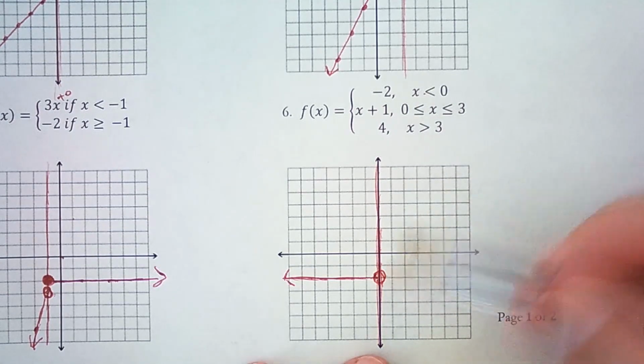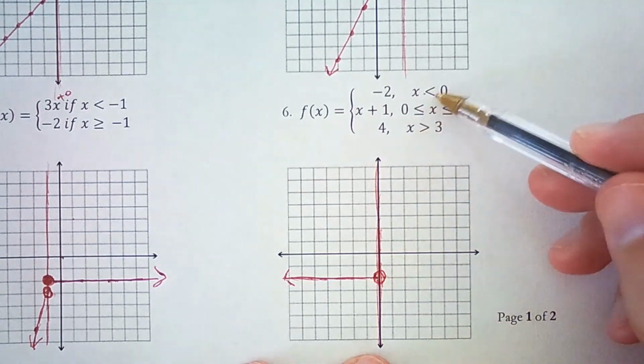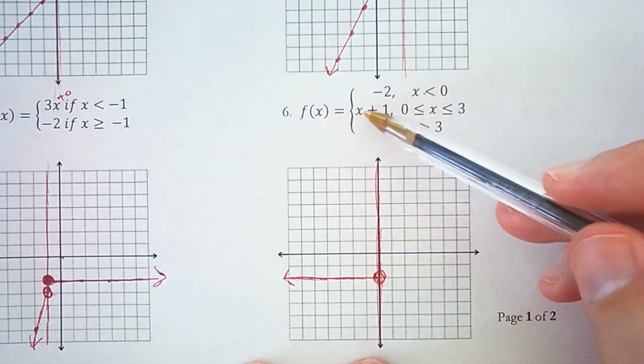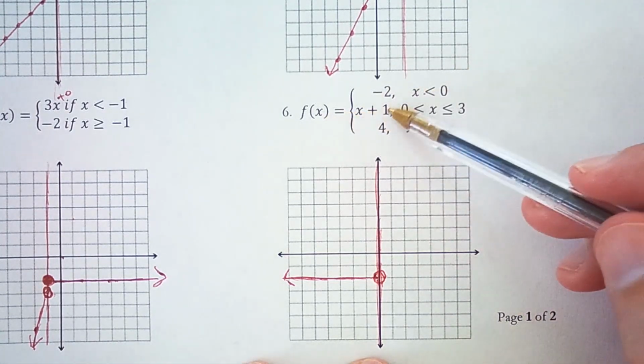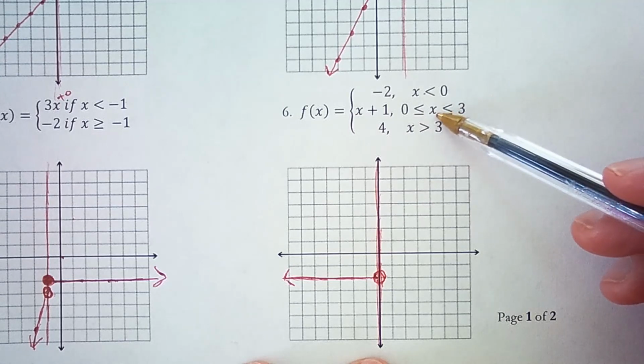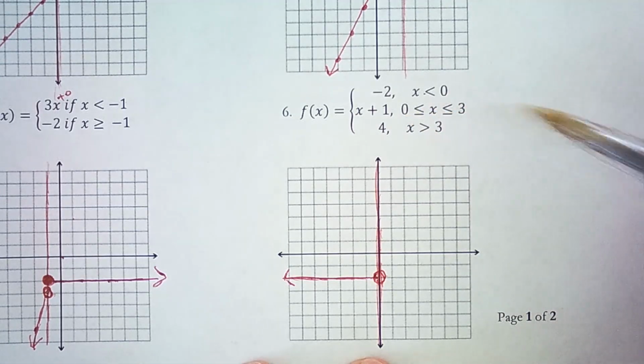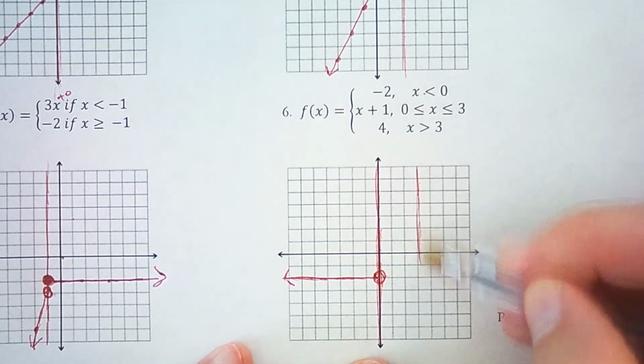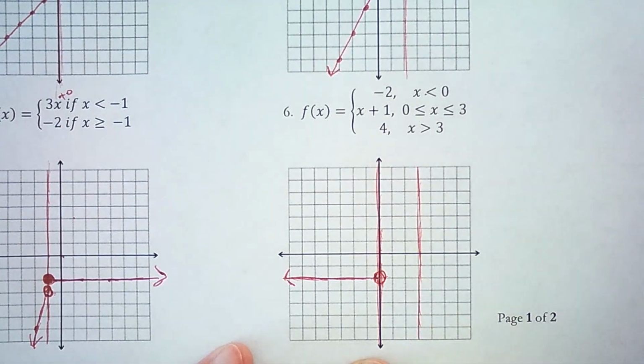Then I need to see if I should fill that in. It's less than but not equal to, so I'm going to leave that open. My next part is y equals x plus 1, but only for x values between 0 and 3. So from 0 up to 3, I'm going to graph this next piece.